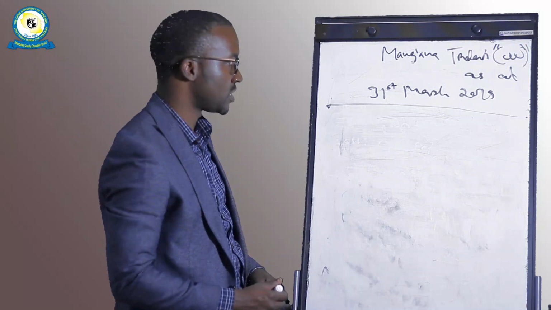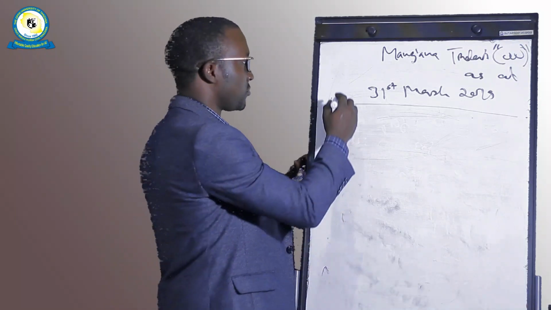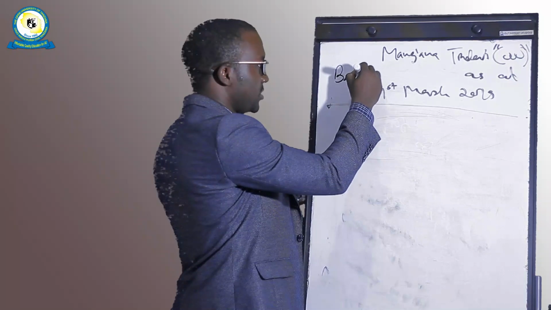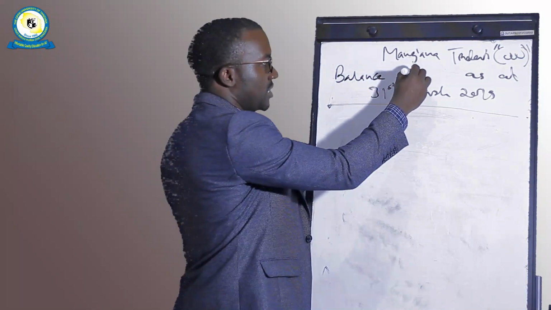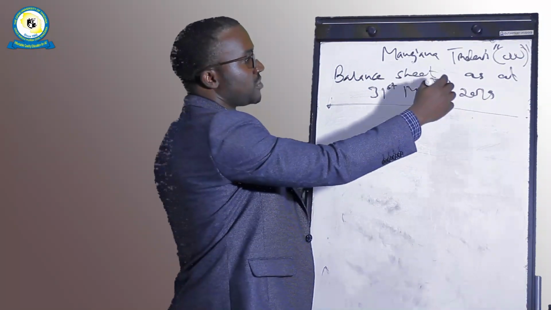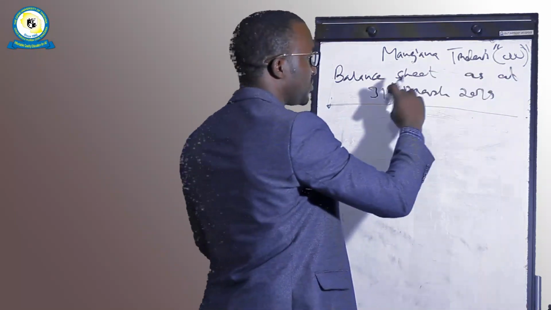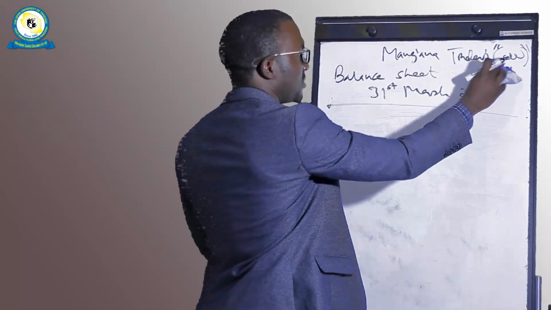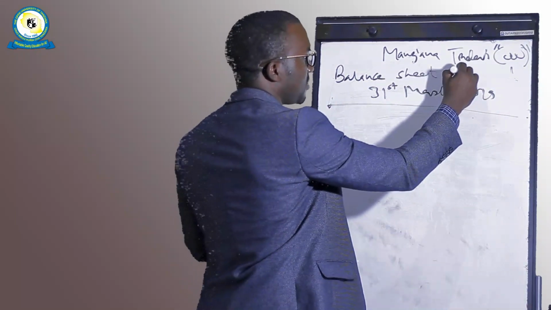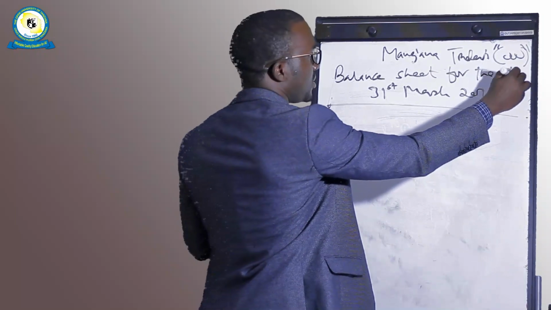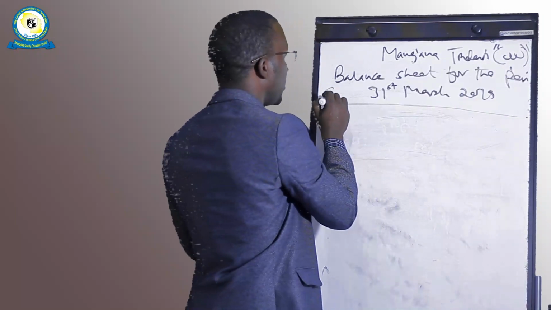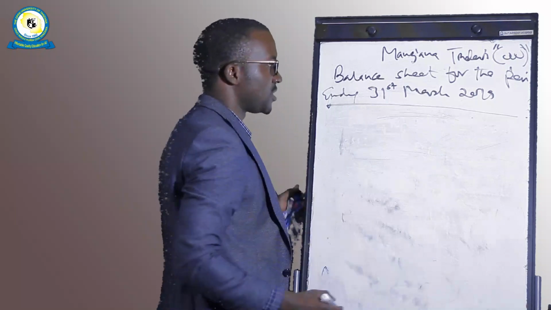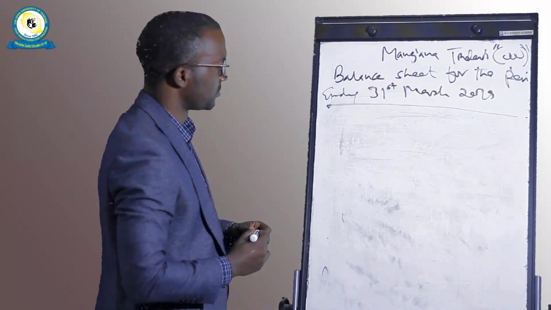For our question, Mang'ana Traders, and then you have to write here, this is a balance sheet for the period ending, or it is at 31st, whatever the case. You can even say it for the period ending. It is the same thing. For the period ending 31st March.